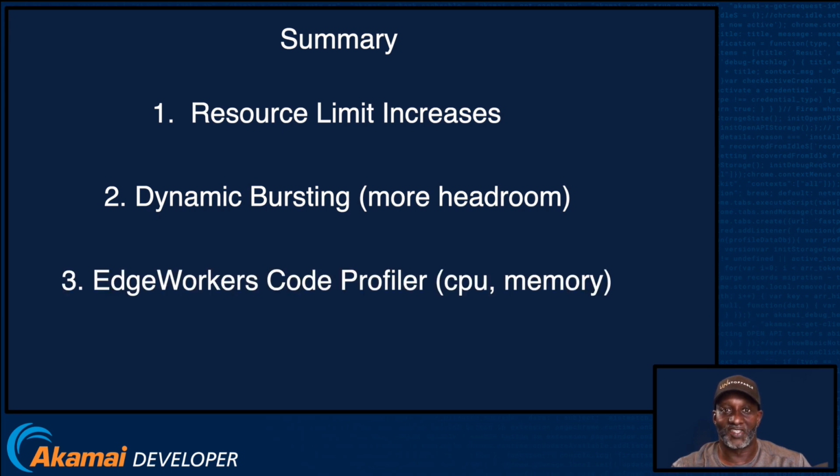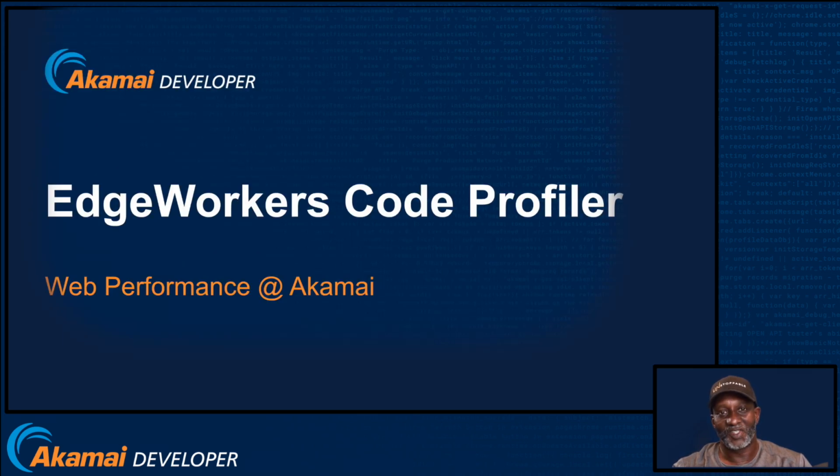The code profiler allows you to debug your EdgeWorker and JavaScript code for CPU and memory. You can run that from the CLI, from Visual Studio Code, as we've seen in this example, as well as other tools that support standard debug file types like Chrome. Stay tuned for news on upcoming enhancements to the code profiler.